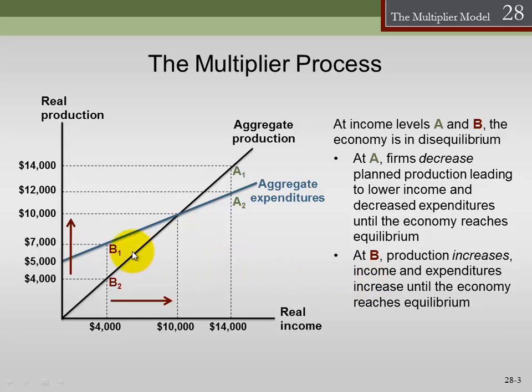At B, on the other hand, we want to buy more than we're producing, so inventories decrease. When inventories decrease, businesses say, hey, wait a minute, I can sell more, I better produce more so that I can make more money. They'll produce more, and income goes up.